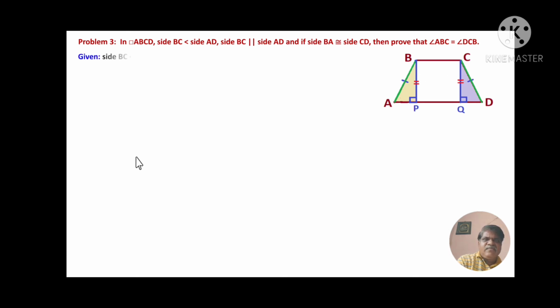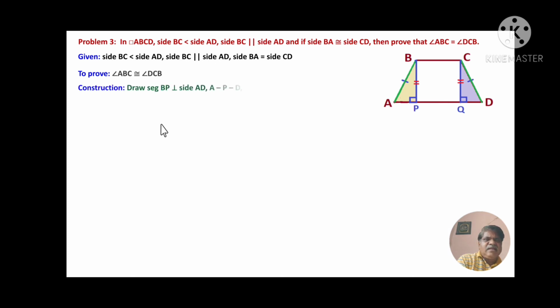Let us see now. Given that side BC is less than side AD and BC is parallel to side AD, and BA is congruent with CD. So you have to prove that angle ABC is congruent with angle DCB. Friends, draw this perpendicular segment BP perpendicular to AD and this CQ perpendicular to AD. Here you are getting two triangles due to this. Friends, let us try for this.